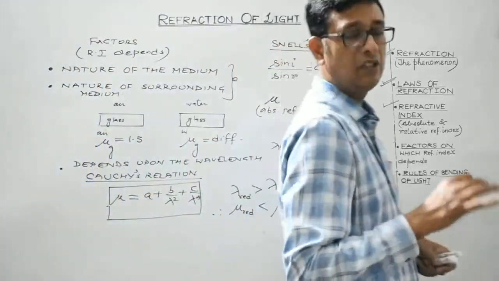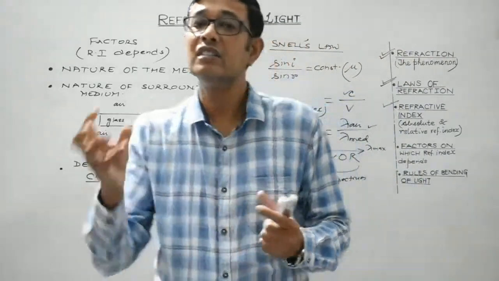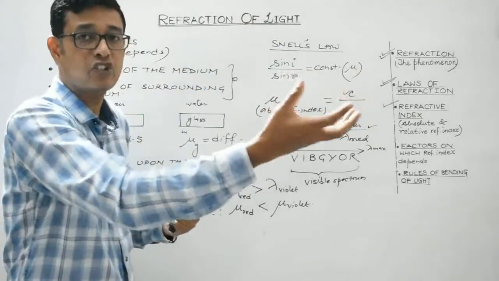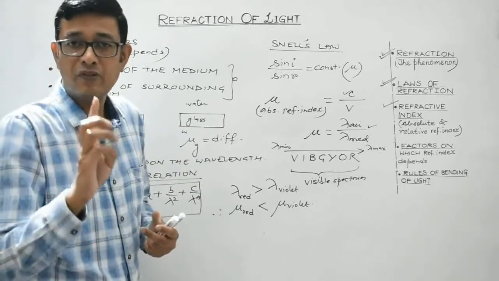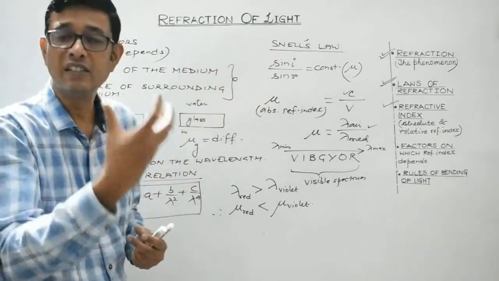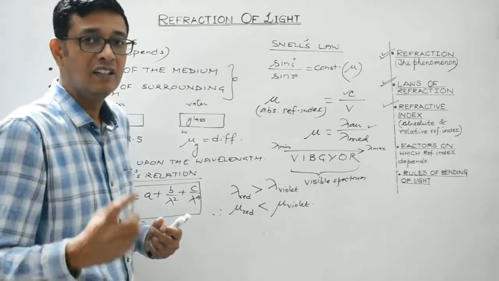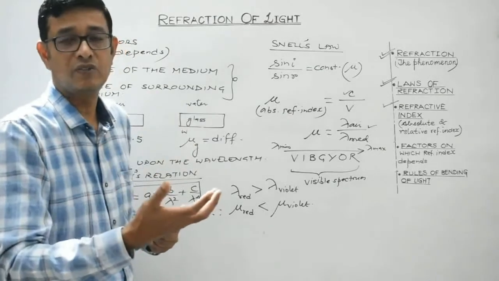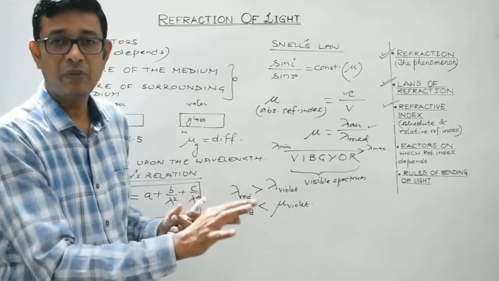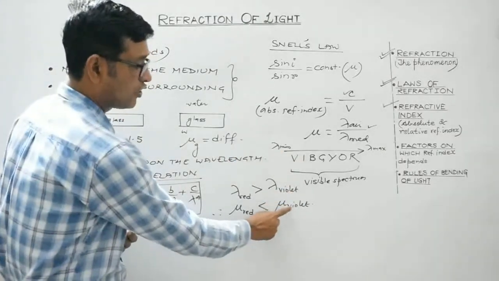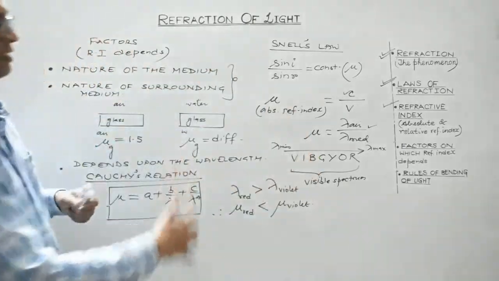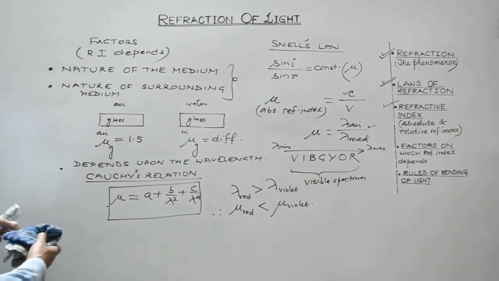Again, I must repeat it. Refractive index of a medium depends upon its own nature. Second, it depends upon the nature of the surrounding medium in which it is placed. Third, refractive index of a medium for different wavelengths, for different colors is found to be different. So from there we can conclude that refractive index of a medium does depend upon color of the radiation, does depend upon the wavelength of the radiation. For red radiation, the refractive index of a given medium would be minimum. For violet radiation, the refractive index of a given medium will be maximum. Right? So these are the three factors on which the refractive index of a medium depends.